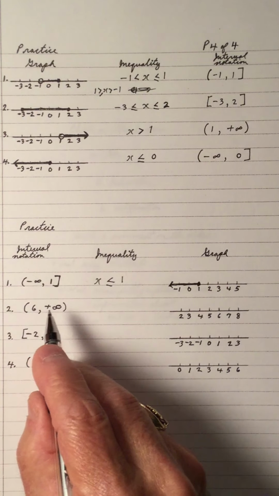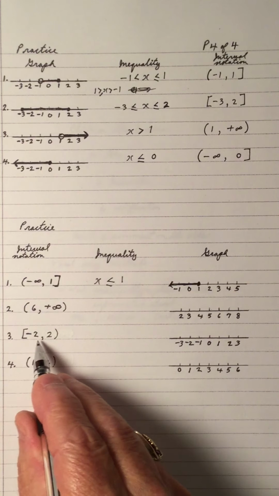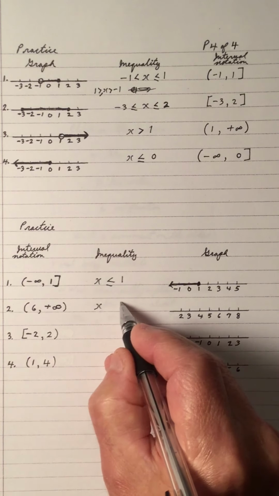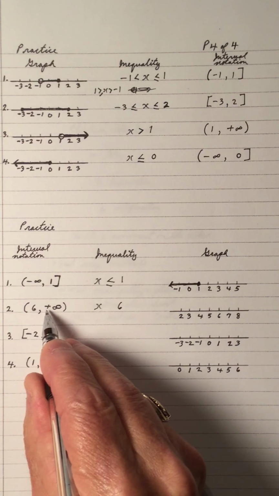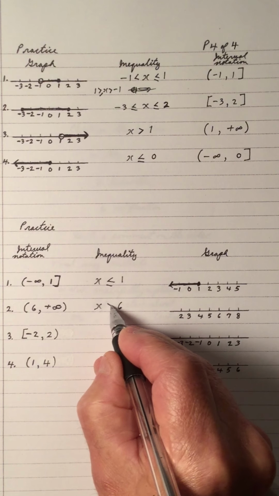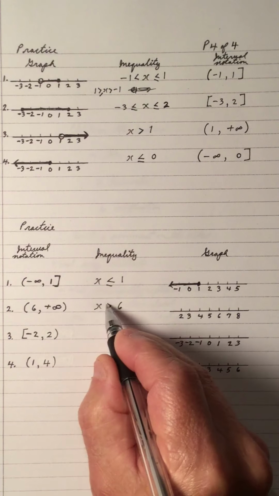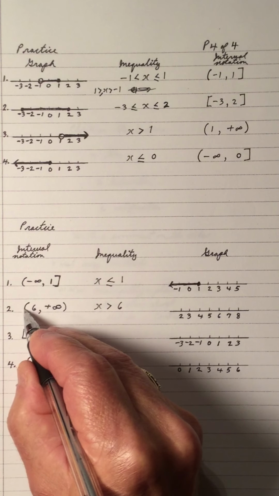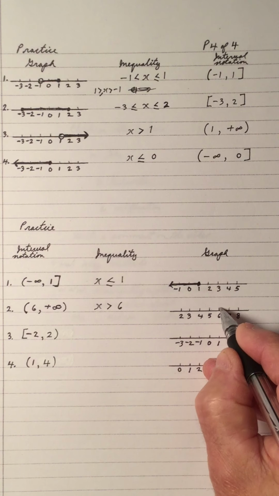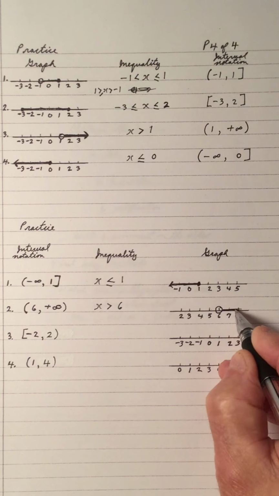Okay, number 2. So this is an x, again, this is in between, and it starts at 6, and it's going to the right, because it starts at 6 and goes to positive infinity, so that's greater than 6. Notice it's going to positive infinity, that's greater than, there's an open bracket there, so it's no equal sign. So this starts at 6 with a hollow dot on 6 going to the right, so there's the graph.